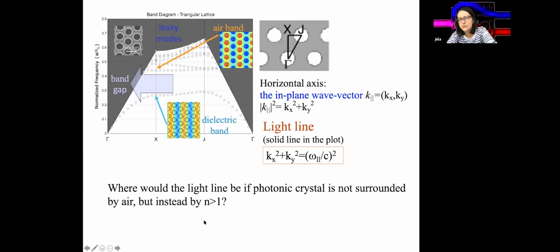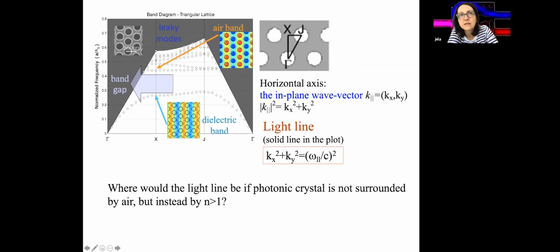So a few questions for you now, just to review this. If you take this photonic crystal and make it out of silicon, let's say, the one that I plotted here is surrounded by air or vacuum on top and bottom. What happens if you immerse it in water, or you fill it up with oxide, so you deposit oxide everywhere around this photonic crystal? Where would this light line be?